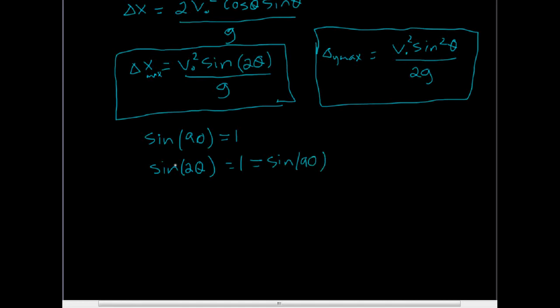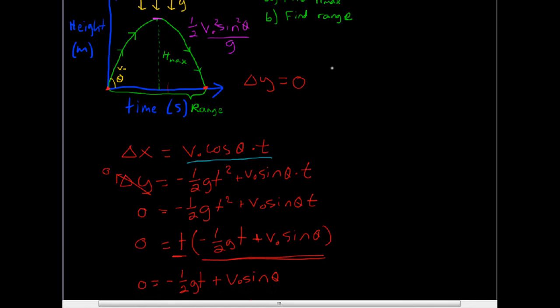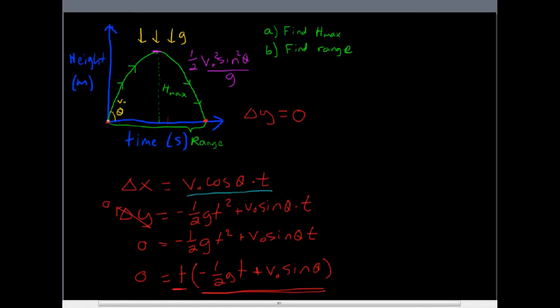And so we want 2 theta to equal 90. So if 2 theta equals 90, then theta, simply divided by 2, equals 45. Which makes sense, because if you think about it, in order to maximize something's horizontal range, we should fire it at an angle that bisects the x-axis and the y-axis. So that would be right about here. This would be the optimum angle to fire to get our maximum horizontal distance.